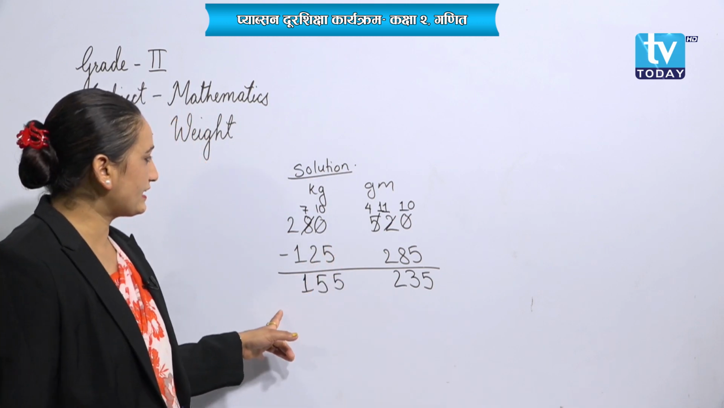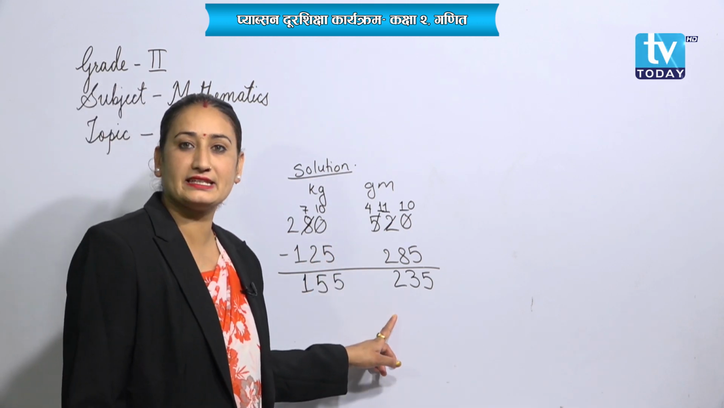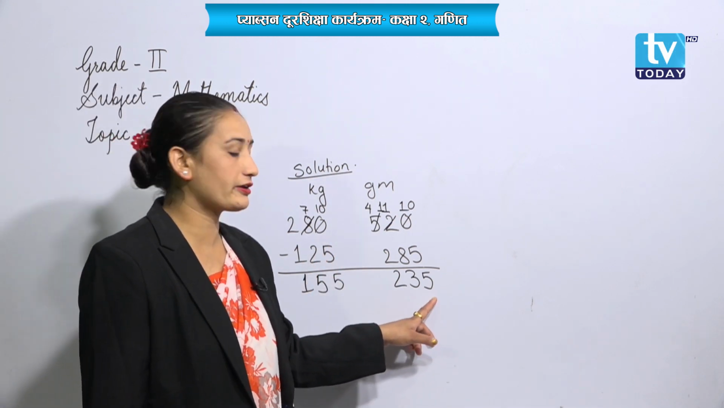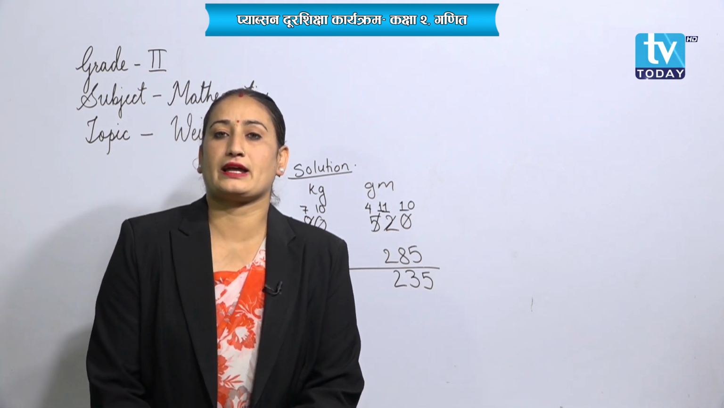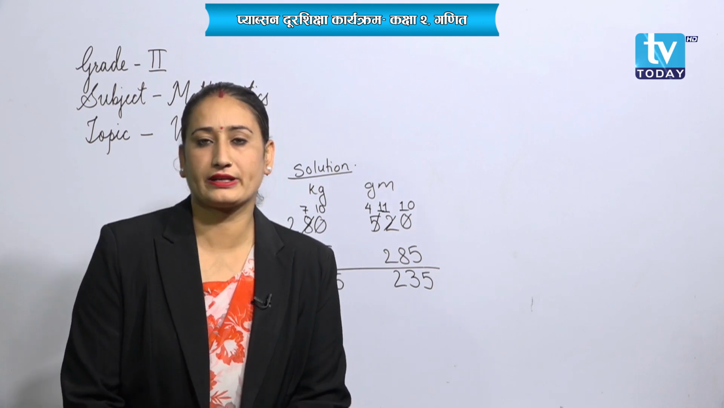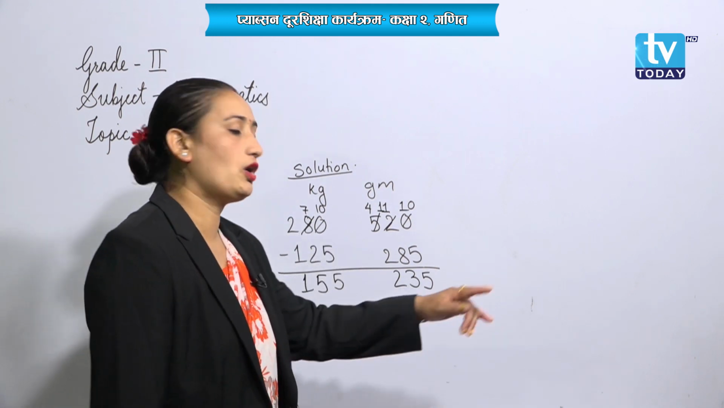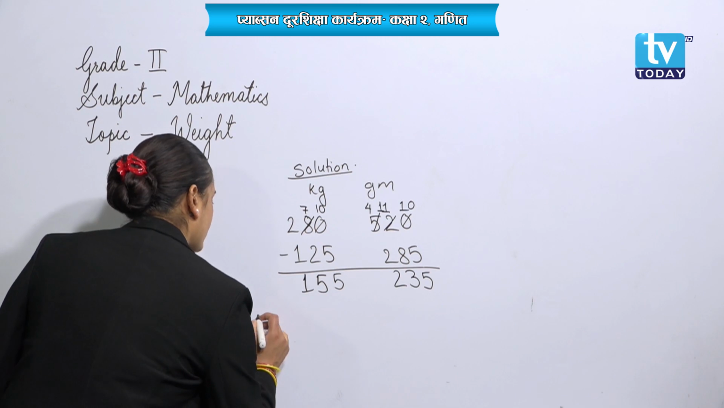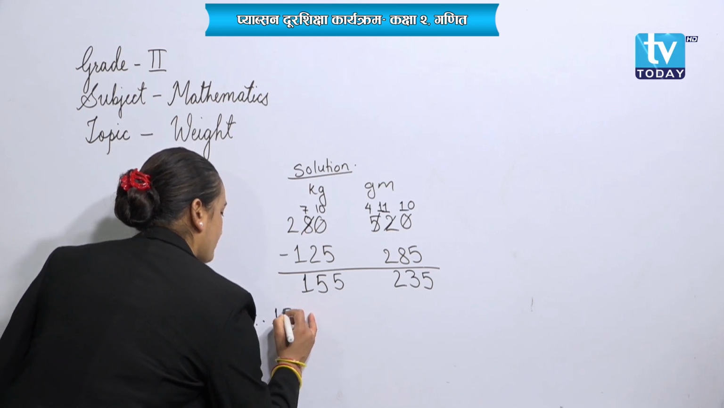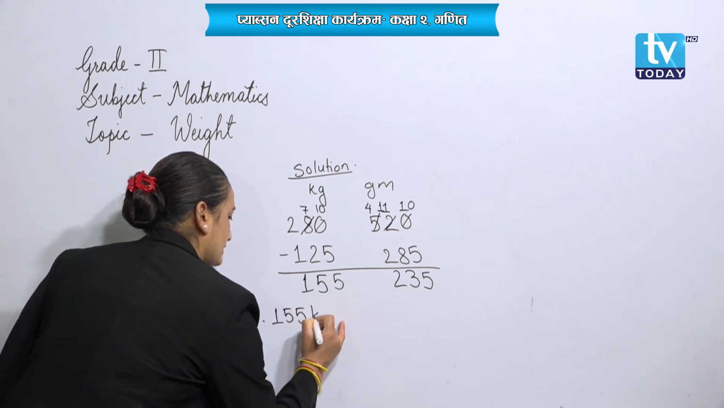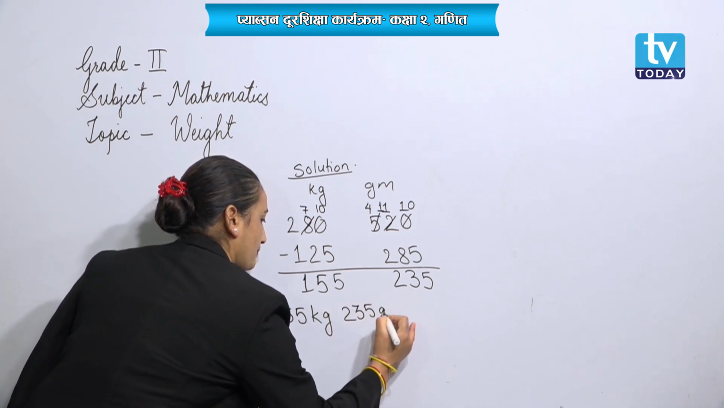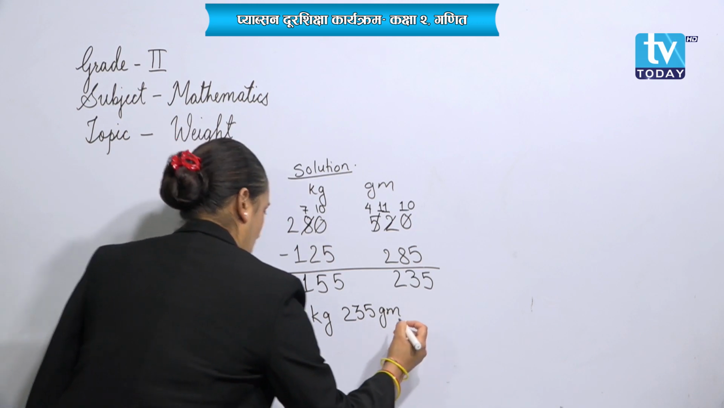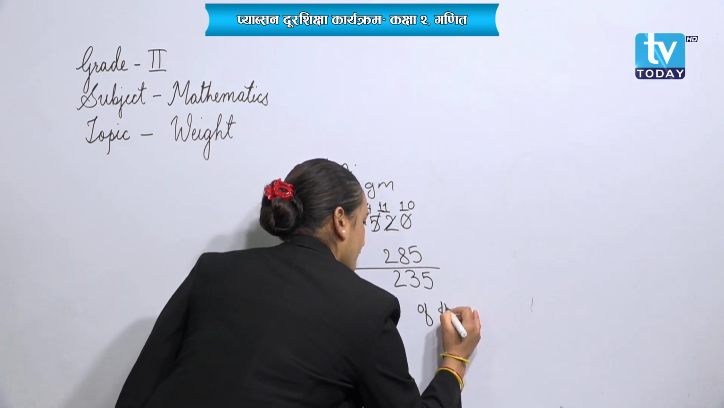Now student, how much left over there? It's 155 kg and 235 gram of fruits left in the fruit seller's shop. So shall we write at last also? Okay, please write it down. Therefore, 155 kg, 235 gram of fruits is left.